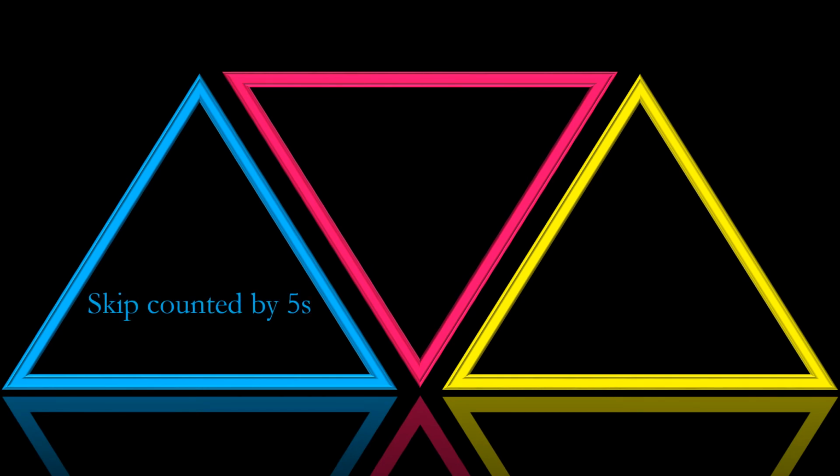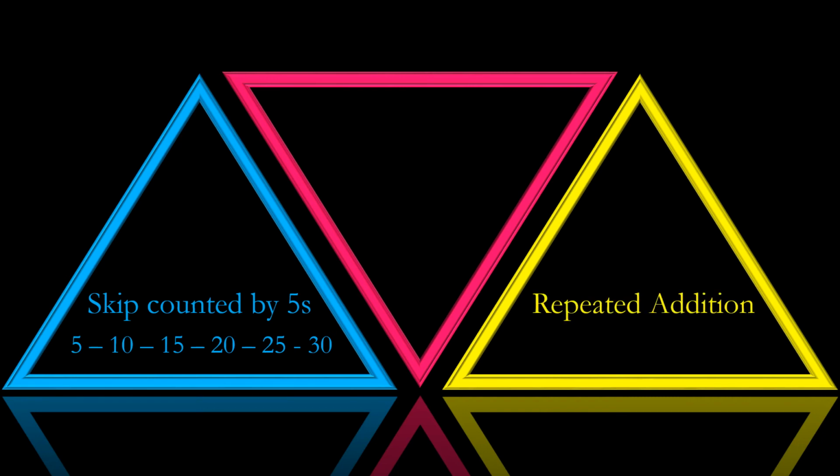So remember, we can skip count when we have to count a lot of objects or try to reach a bigger number. Here we went 5, 10, 15, 20, 25, 30. Or we could use repeated addition, which is kind of like using doubles, except there are more than two addends.